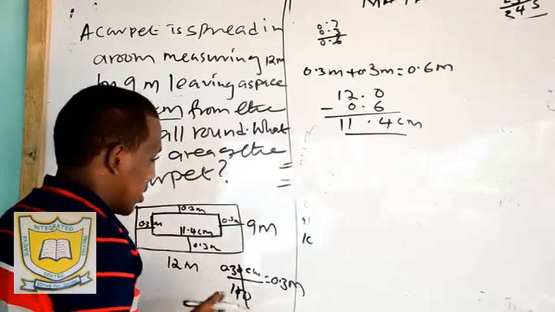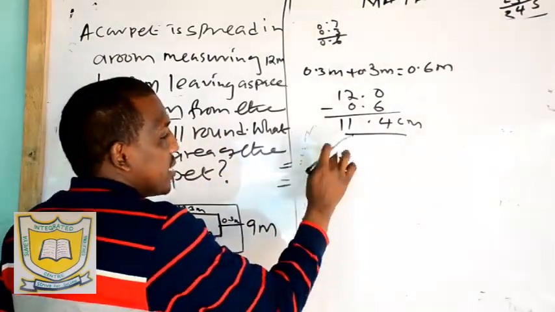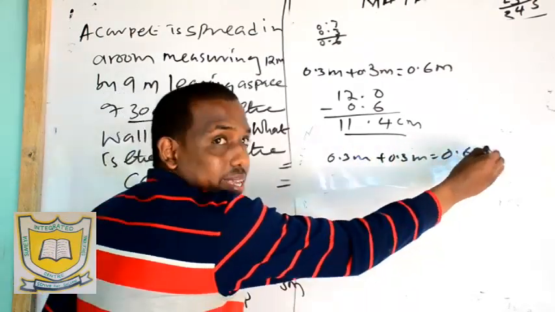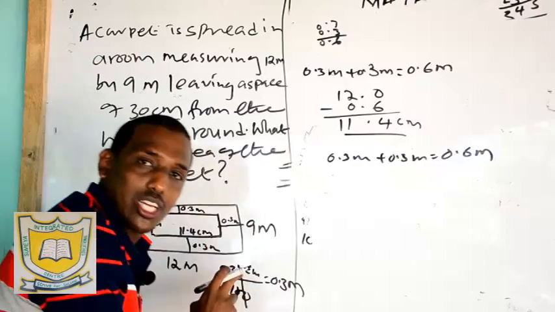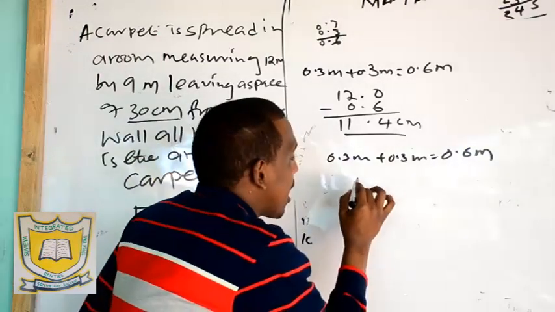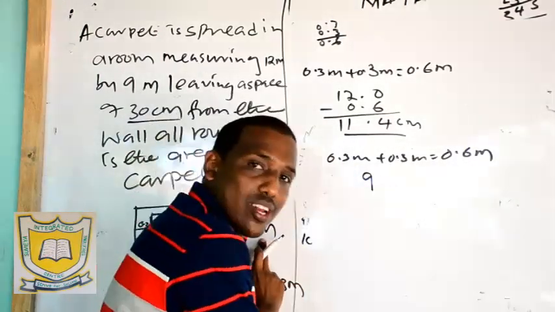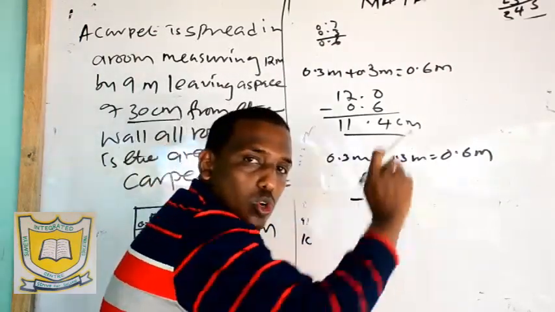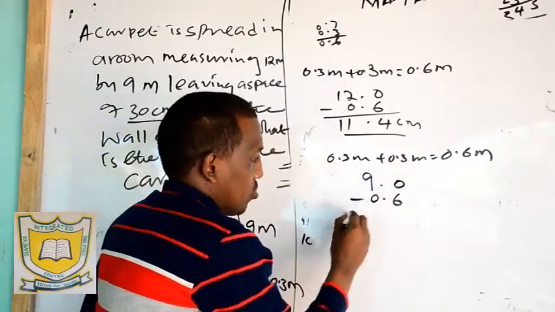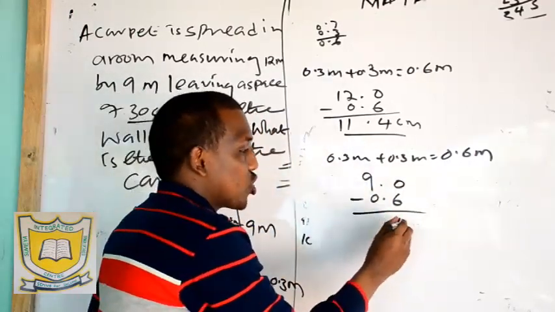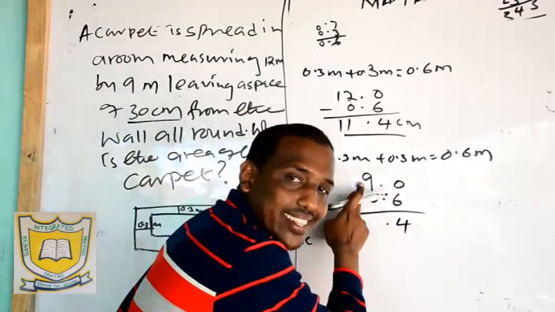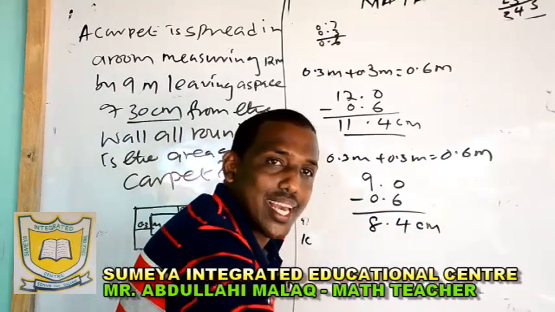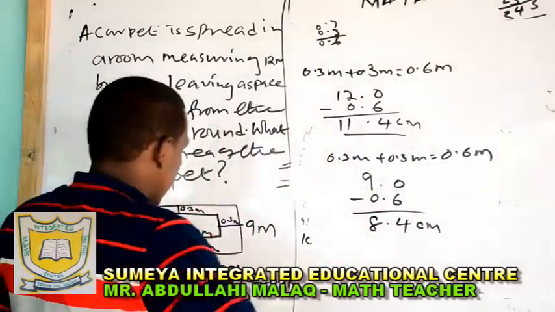We do the same way we did. So we add the two margins, 0.3 meters plus 0.3 meters, you get 0.6 meters. What I do now, I subtract from the width. So I say 9, this was the width of the bigger room, minus 0.6. This one has no decimal, you must introduce it. So we borrow 1 from here, 10, minus 6, 4. Here remains with 8. 8 minus 0 is 8.4 meters. So this will be the width of the carpet that was laid inside the room.